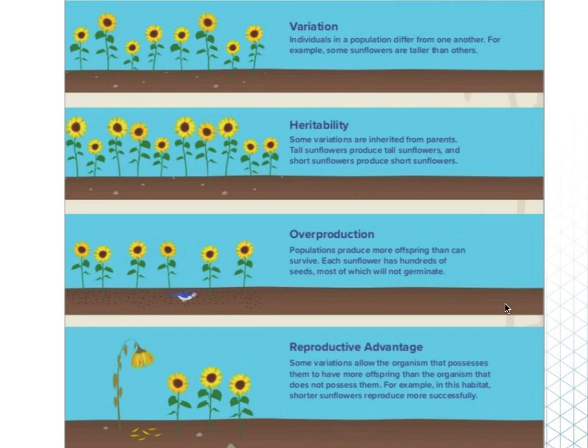And the last thing is reproductive advantage. So a reproductive advantage basically means that you have an advantage in your area. You see this flower right here? It's the biggest flower. It's the tallest one. You'd think, wow, this must be the best flower there is. The truth is, this one does not have a reproductive advantage.